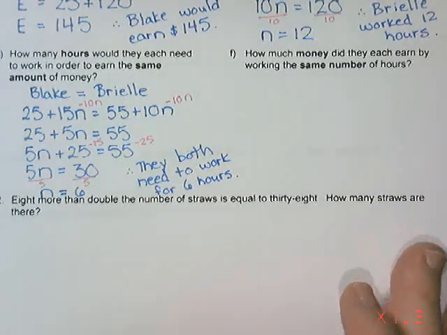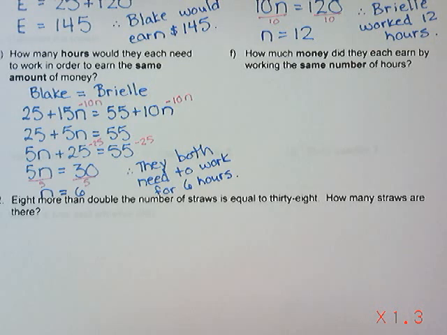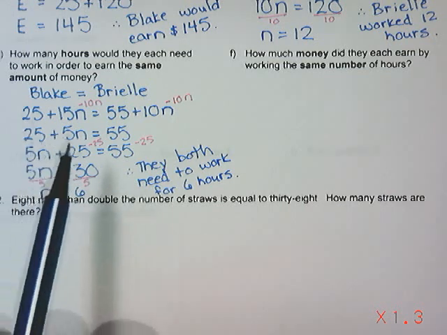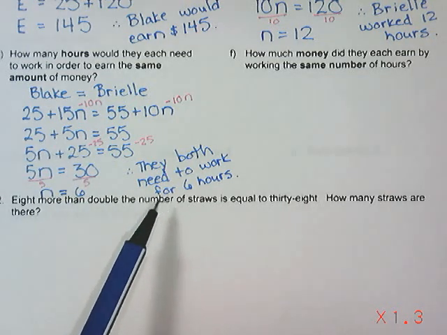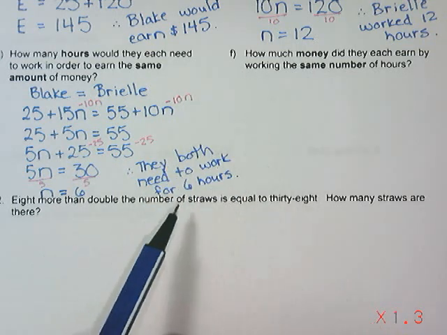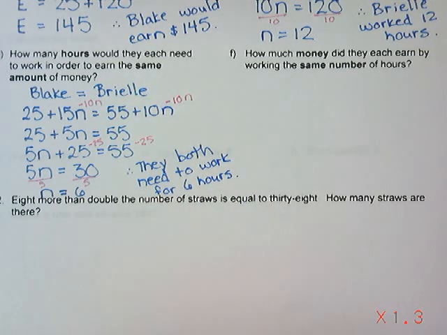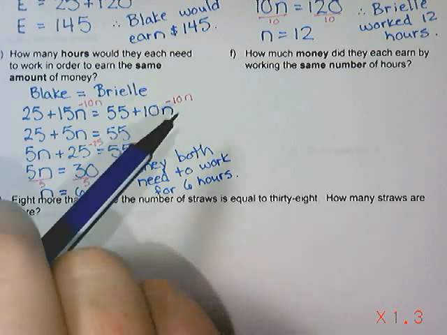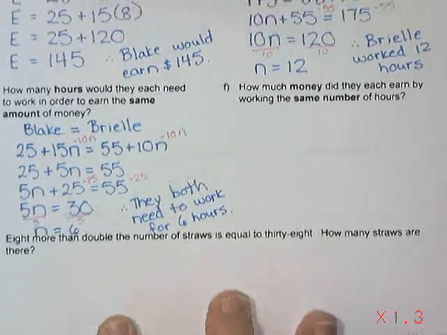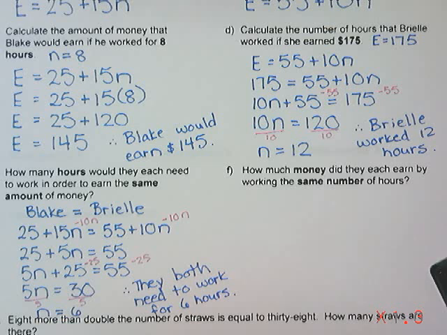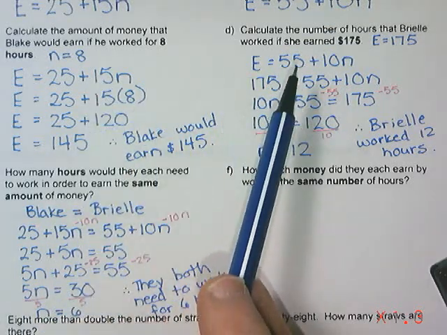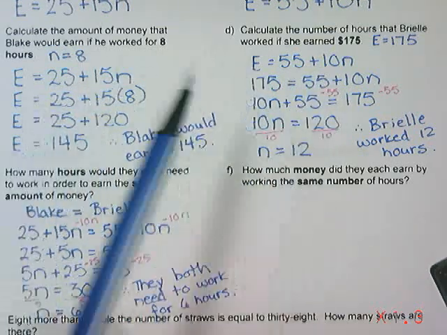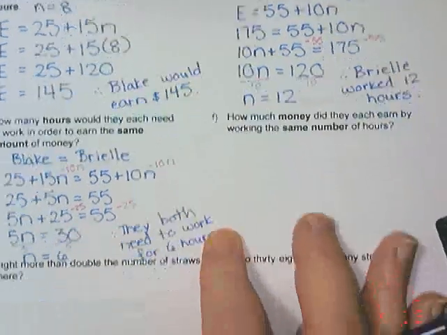Okay, our last one says, how much money did they each earn by working the same number of hours? So we just figured out that they would earn the same amount of money if they worked for 6 hours. So this question is really asking, how much money did they earn when they both worked for 6 hours? So it doesn't matter for this one whose equation I choose. I should get the exact same answer if I use either Blake's or Brielle's. So it doesn't matter whose equation I want to pick. I think I'm just going to pick Blake.